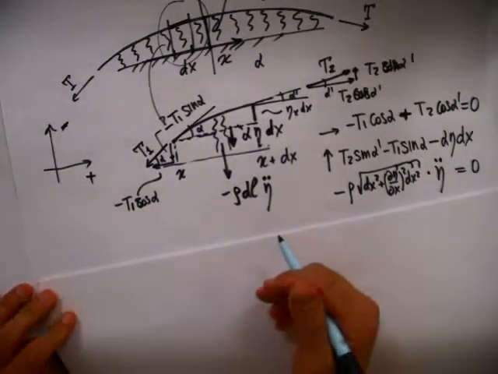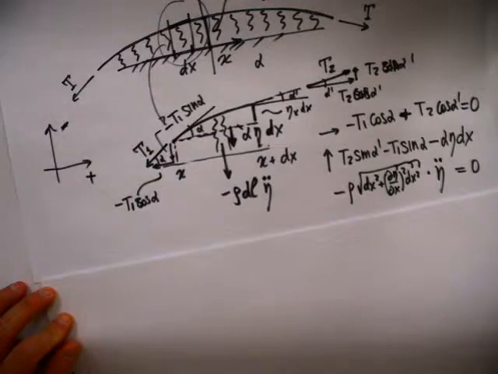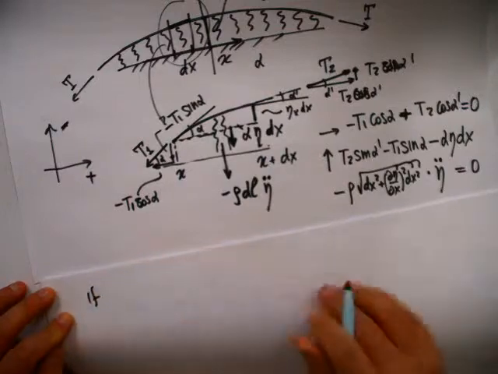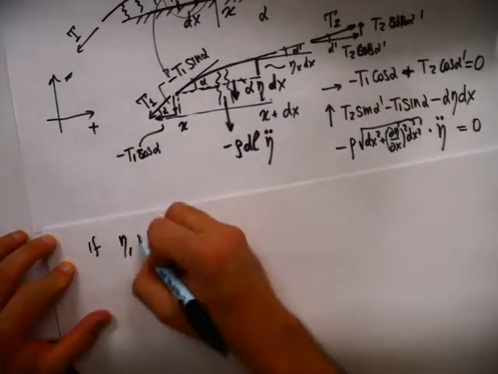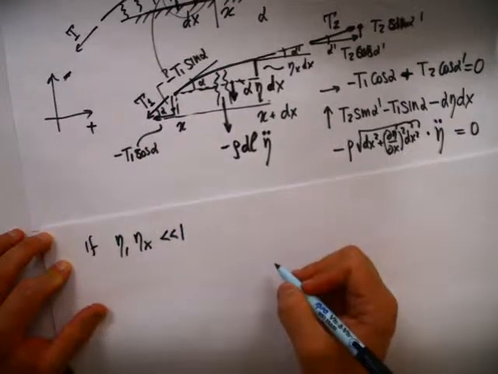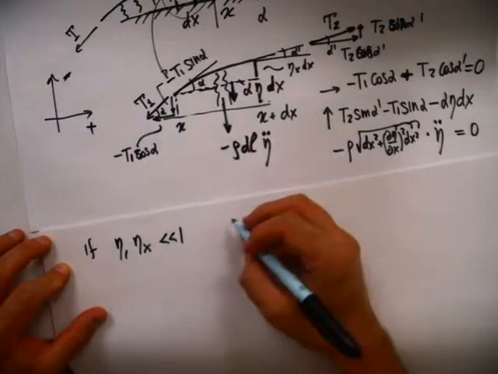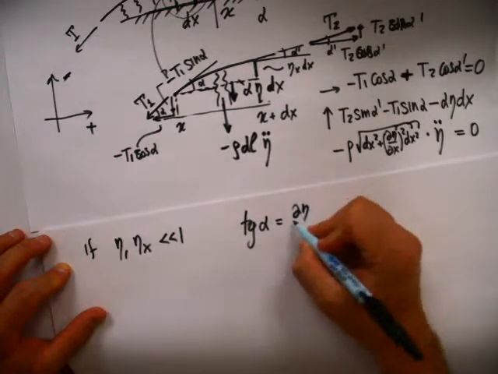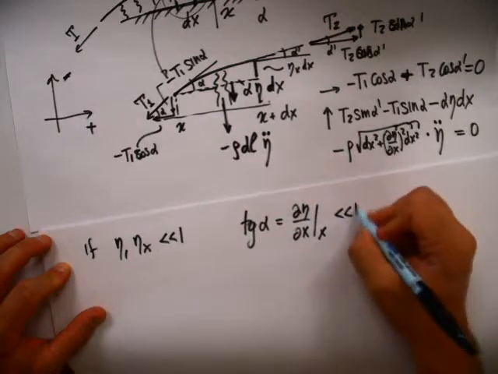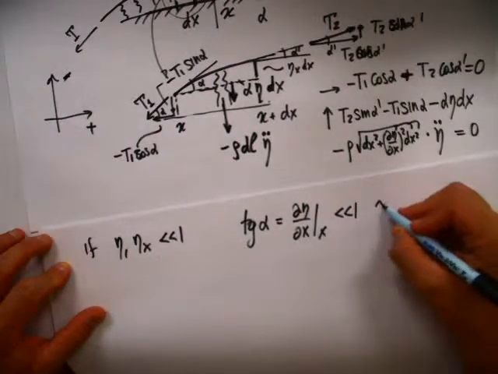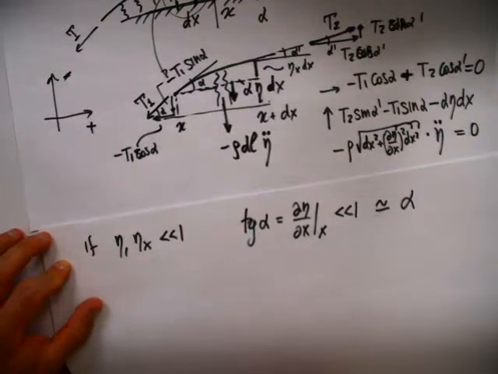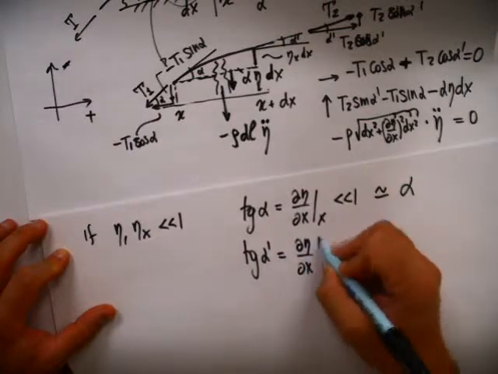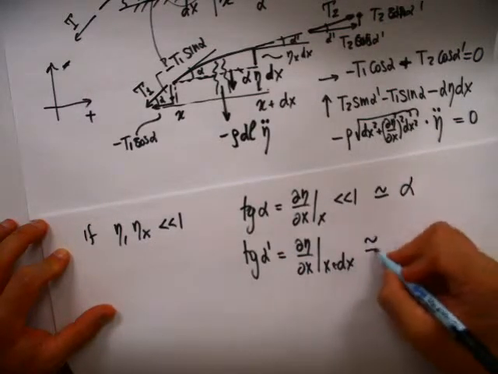And what does this mean? It means that if we assume that eta and eta_x are really small, then tangent of alpha, which is also equal to d eta dx at x, is also very small, and so I can approximate it with basically the angle itself, alpha. And the same for tangent alpha prime. This is going to be equal to d eta dx at x plus dx. It's going to also be equal to alpha prime. Okay?